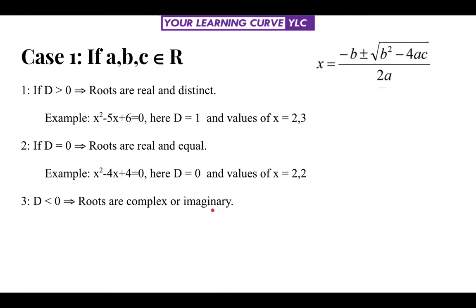Now the third part is if d is less than 0, that is, the root over b square minus 4ac is negative.